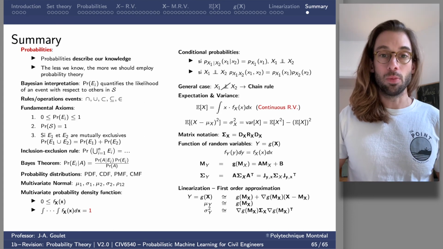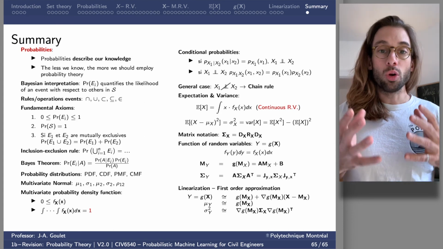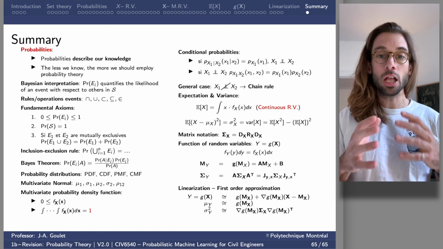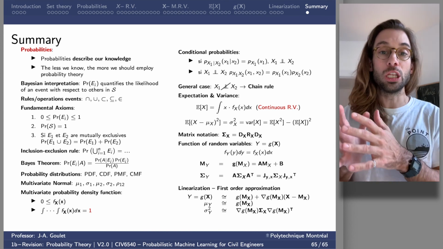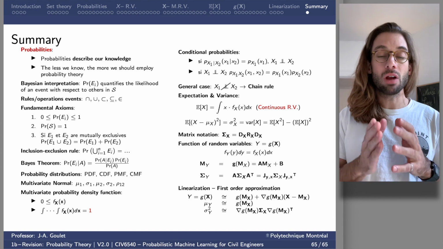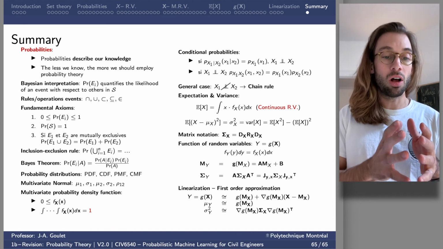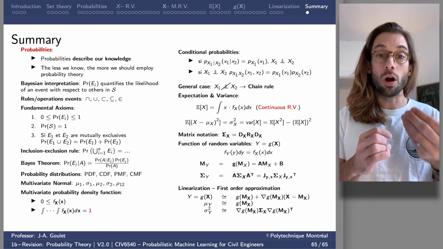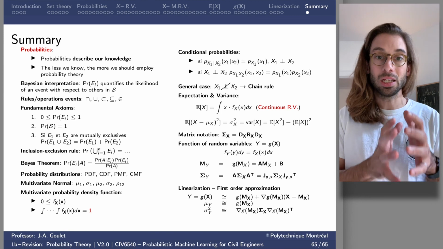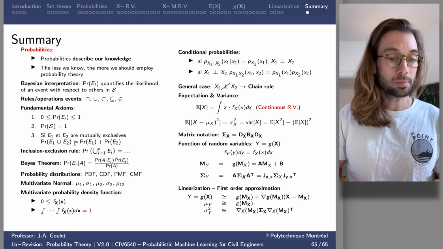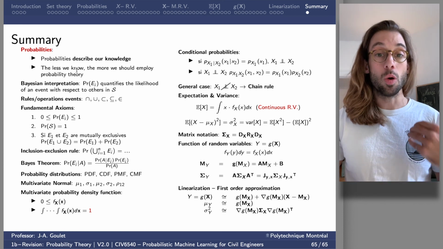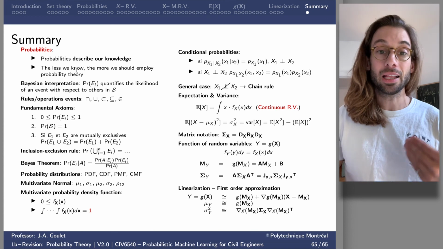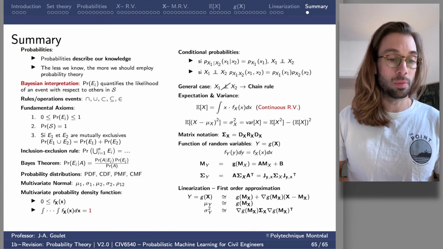Keep in mind, the gradient is the partial derivative of my output with respect to each of my inputs. So if we wrap up what we've reviewed together: first, probabilities are there to describe our knowledge. They're not to be interpreted as an intrinsic property of a system. They really describe our knowledge of that system. That implies that the more information we collect, the more it might change our estimate of the probability. This is not something that is fixed in space or time. And the less we know, the more we should employ probability theory to describe that lack of knowledge we have about the phenomenon we want to consider.